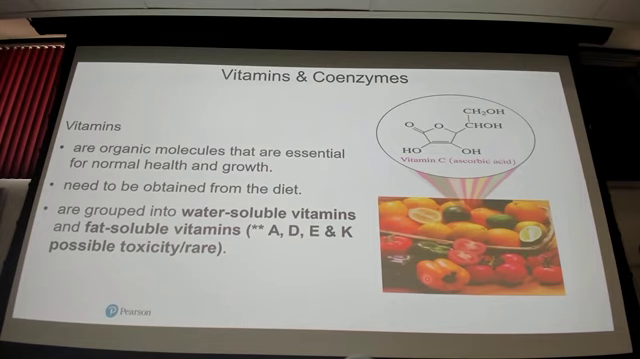So we're going to talk about the two categories of vitamins. You have the water-soluble and fat-soluble. Water-soluble, we must consume those daily because they're excreted in our urine. We cannot store these in our body.